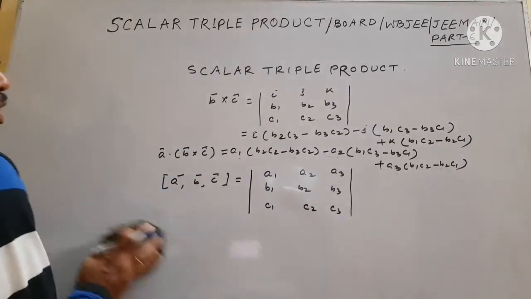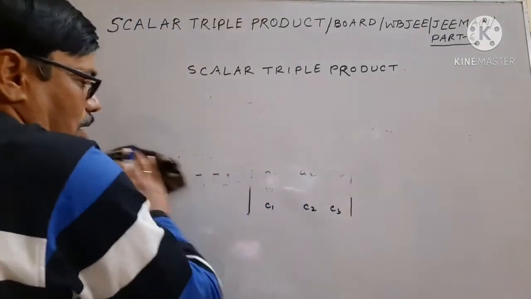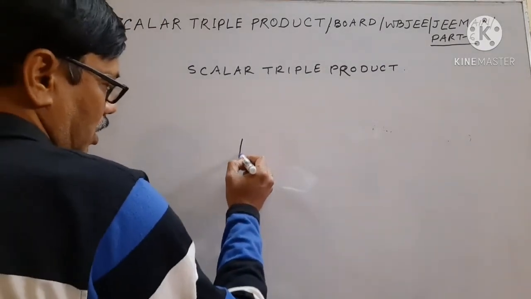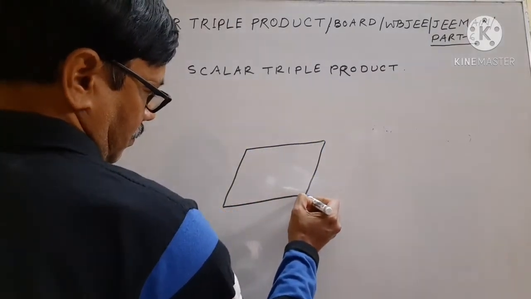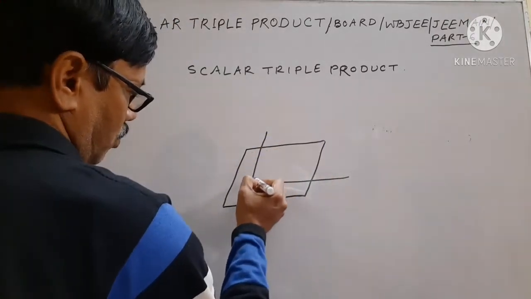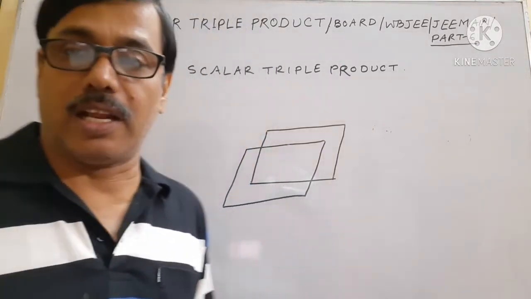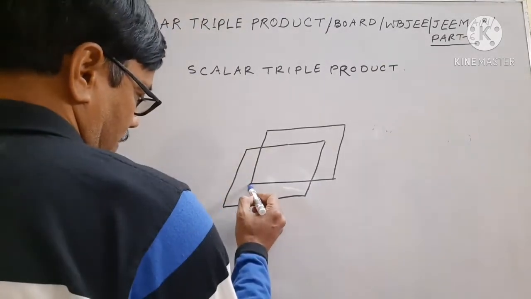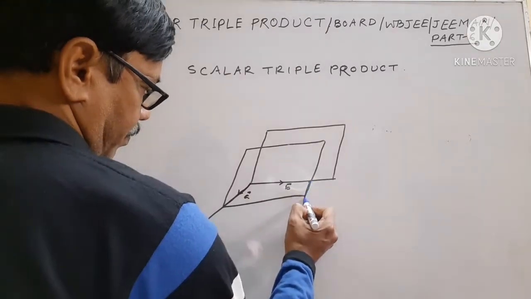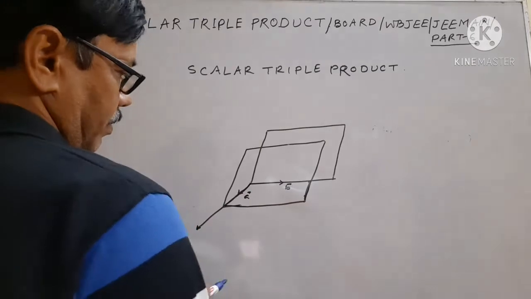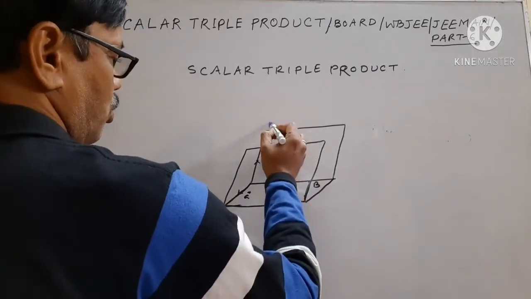Now box ABC, what does it represent? We know a cuboid has rectangular faces. Now for a three-dimensional figure, suppose this is A vector, this one is B vector, and this one is C vector. So this is OA, this is OB, this is OC.